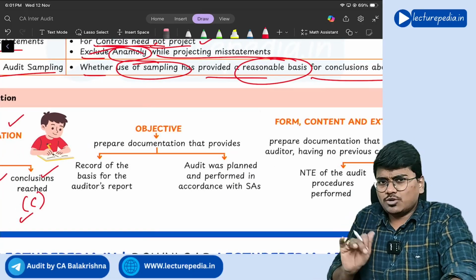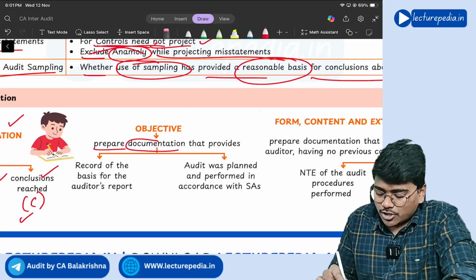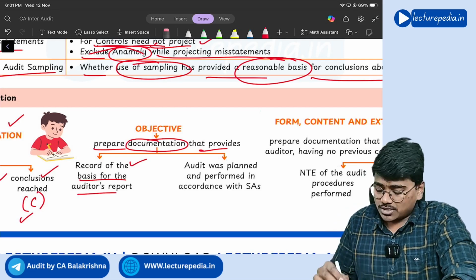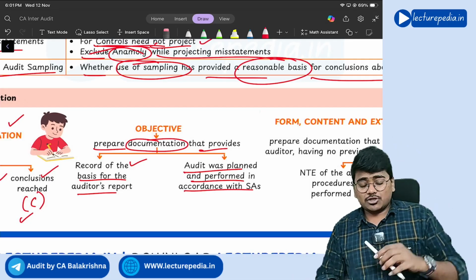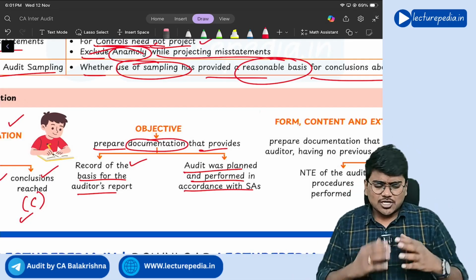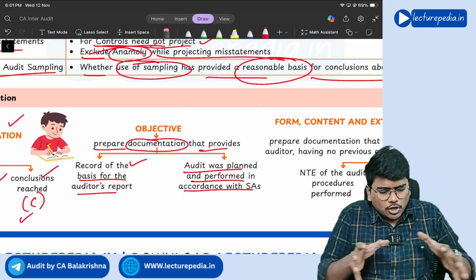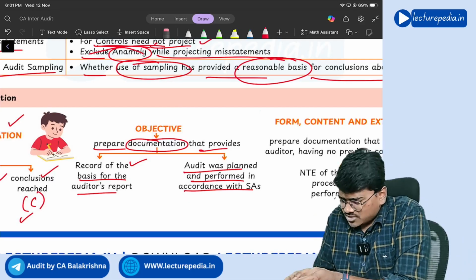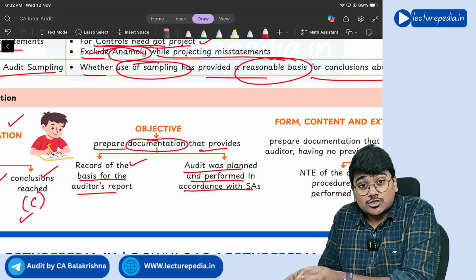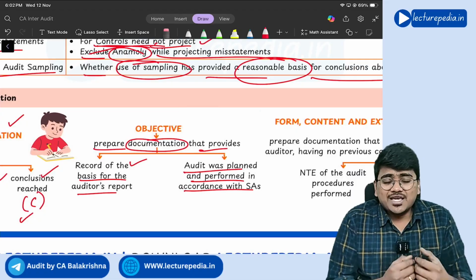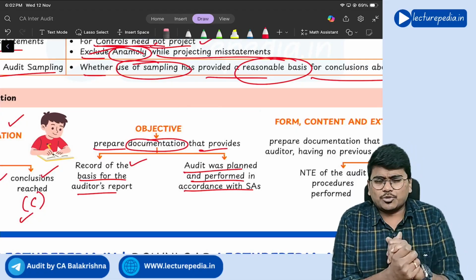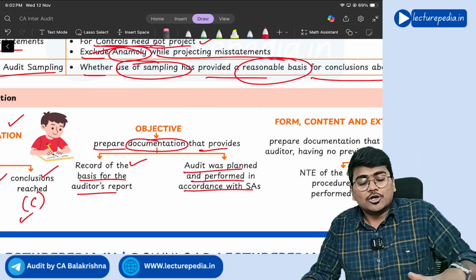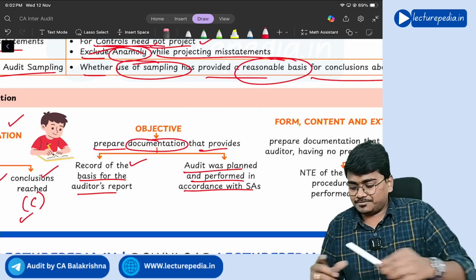See, the objective of SA 230 is to prepare documentation that provides a record of the basis for the auditor's report, and that the audit was planned and performed in accordance with auditing standards. So, the objective of SA 230 is to help the auditor prepare documentation that will help him prove that the audit was performed in accordance with standards on auditing, and to also provide a basis for the opinion that he has given in the audit report. So simply speaking, the objective of SA 230 is to help the auditor to maintain documentation, right?